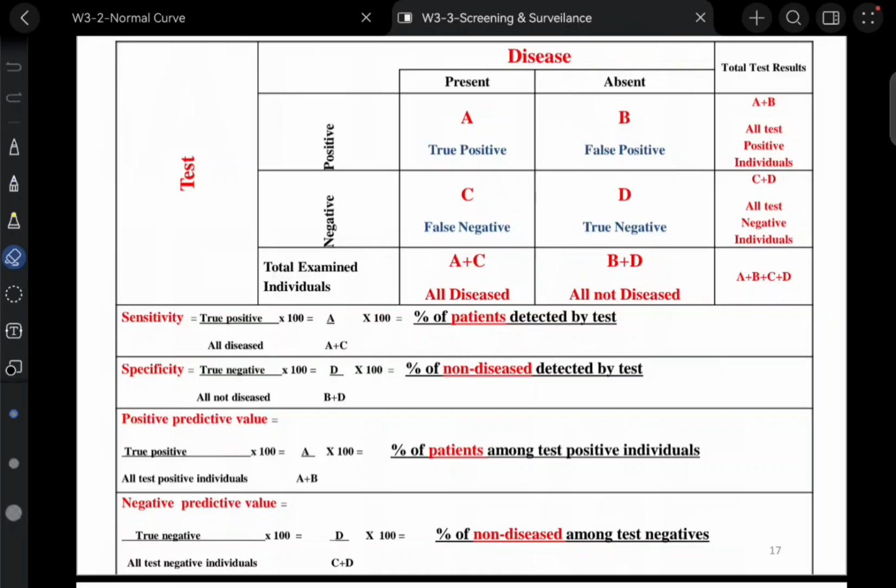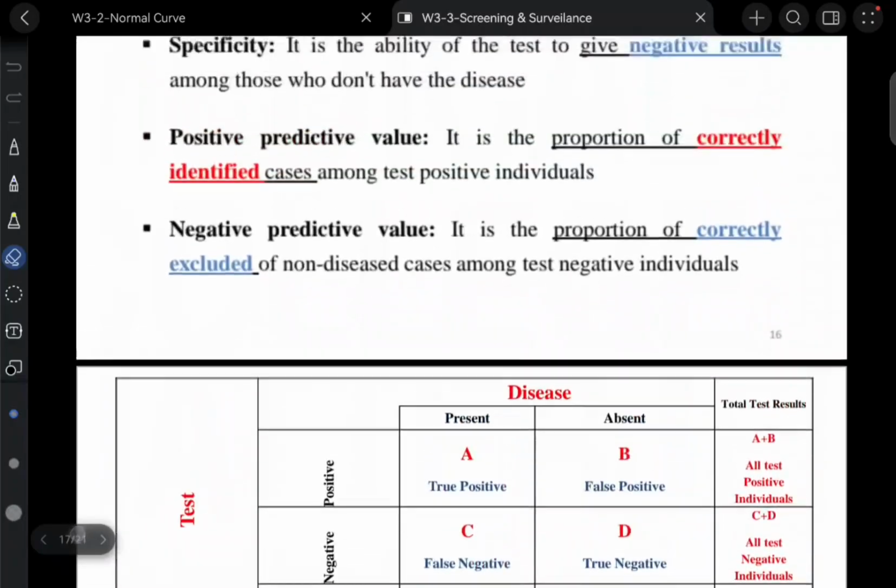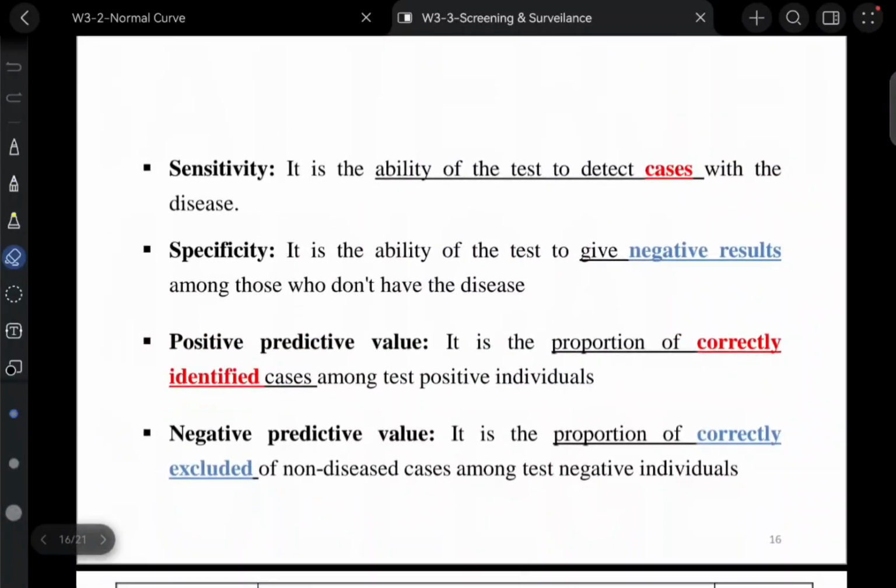Before we start, I would like to recap some of the definitions that we will be talking about today, which are the sensitivity, specificity, positive and negative predictive values. If we go up here, it says that sensitivity is the ability to detect cases with the disease. So if I give 100 people this test, how many times would it test positive and tell me that this person has this certain disease?